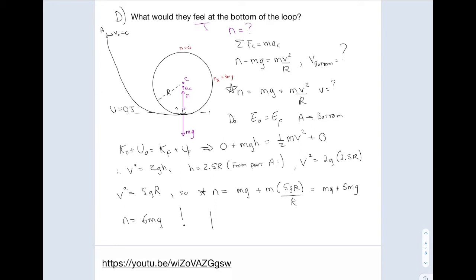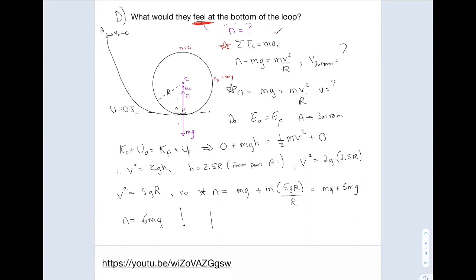Okay, so again, when I ask, what would they feel? Remember, you feel the normal force. Your body responds to the normal force. So that's a force problem, so I'm using Newton's second law. So 5-step method, my picture. I drew the forces on the skier at the bottom. Normal force points up, mg points down. They're accelerating toward the center, so that's my coordinate system.